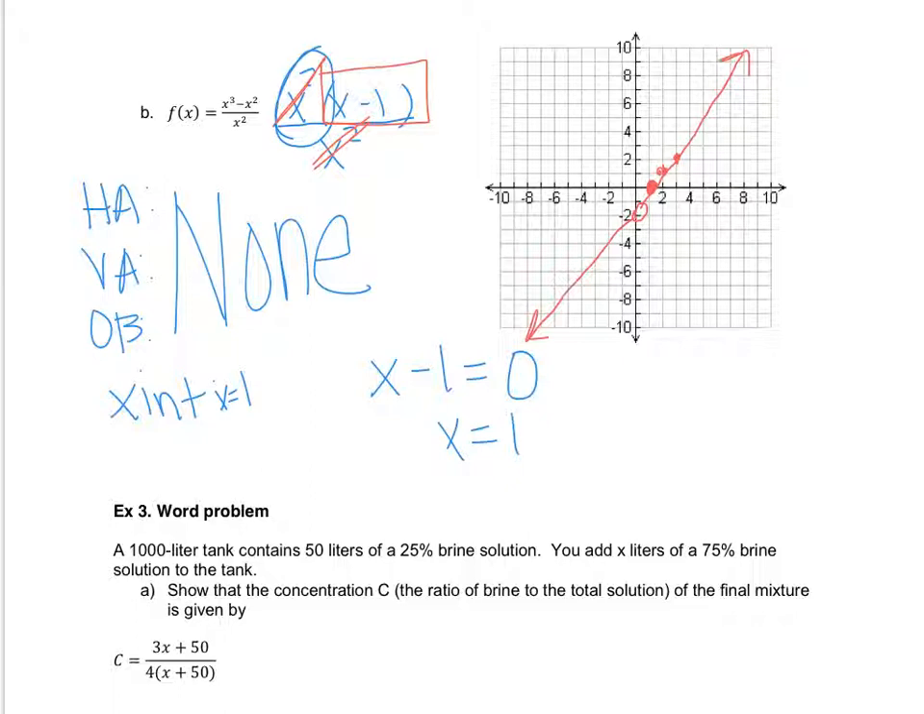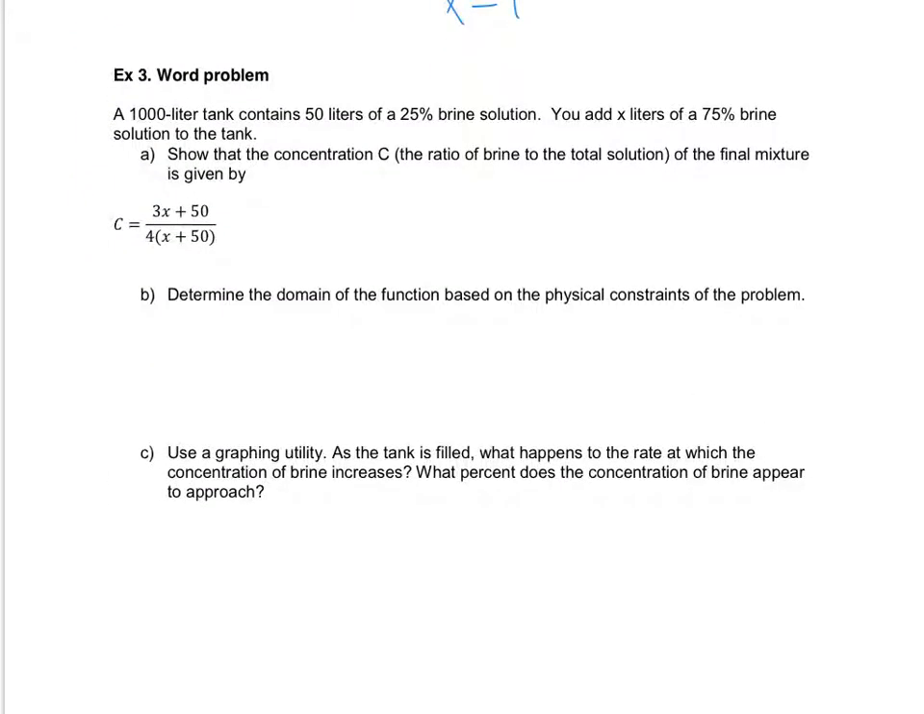Now on to the word problem. So, reading this, it says a 1,000 liter tank contains 50 liters of a 25% brine solution. You add x liters of a 75% brine solution to the tank. Show that the concentration C, the ratio of brine to the total solution of the final mixture, is given by the equation C equals (3x plus 50) over (4 times (x plus 50)). So what it is asking for on part A is for us to prove that when we set up the problem that we can get to this equation. And that's what we're going to do.